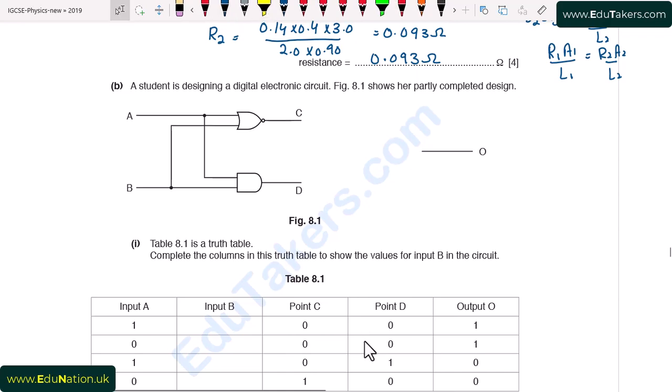Part B. A student is designing a digital electronic circuit. Figure 8.1 shows her partly completed circuit. Here is the figure 8.1 and we can see that there are two inputs A and B, and these inputs are combined to give output C and D, and then C and D becomes input and they combine to give the output O.